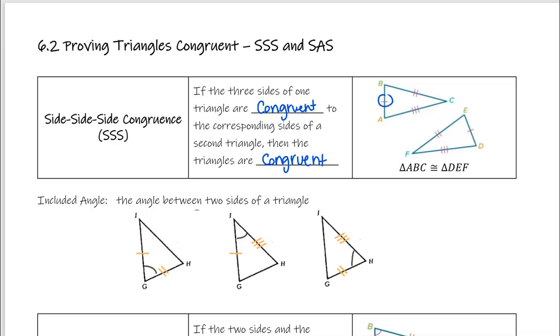So as you can see, we have a single tick mark that matches up with this side, and then our double matches up with this one, and then our third side. So we just have all three sides that match up with all three sides. So that would be our side, side, side, proving that these triangles are congruent.